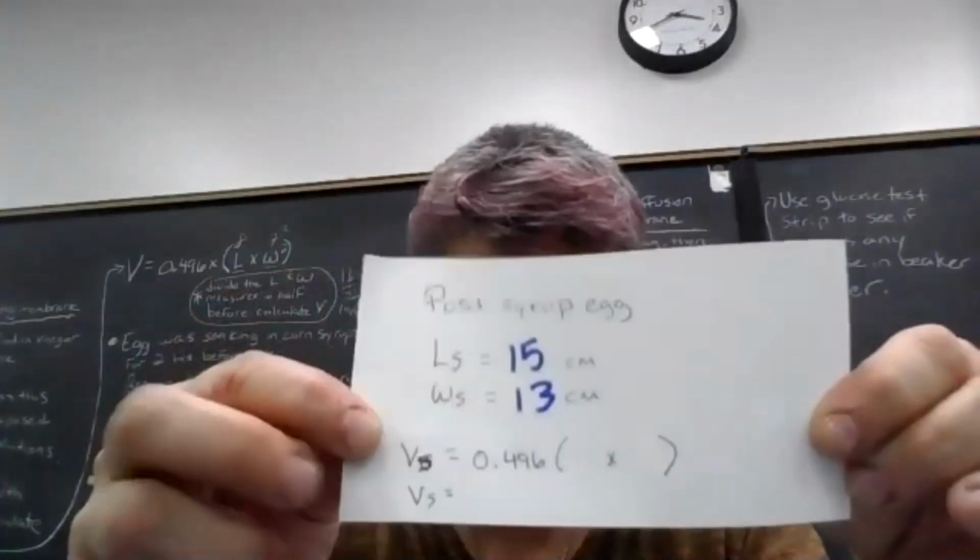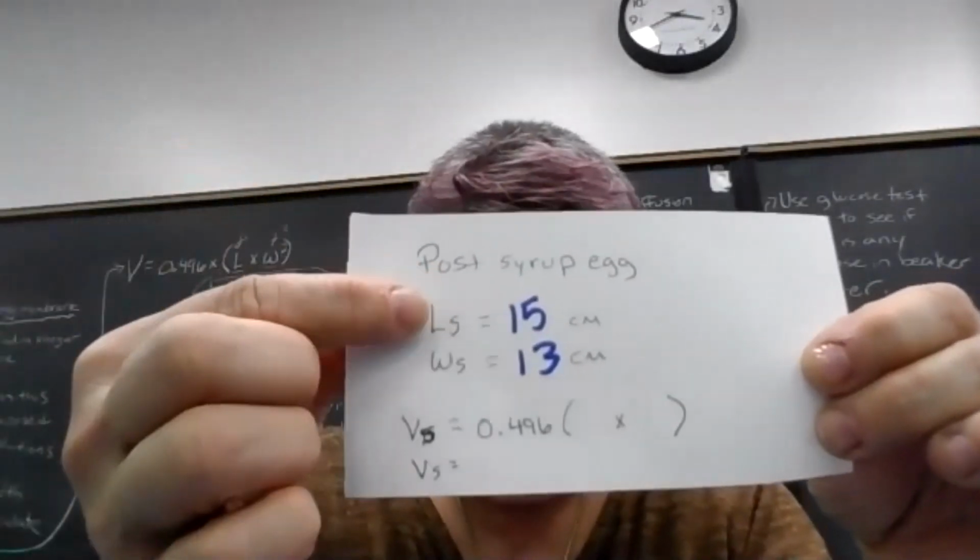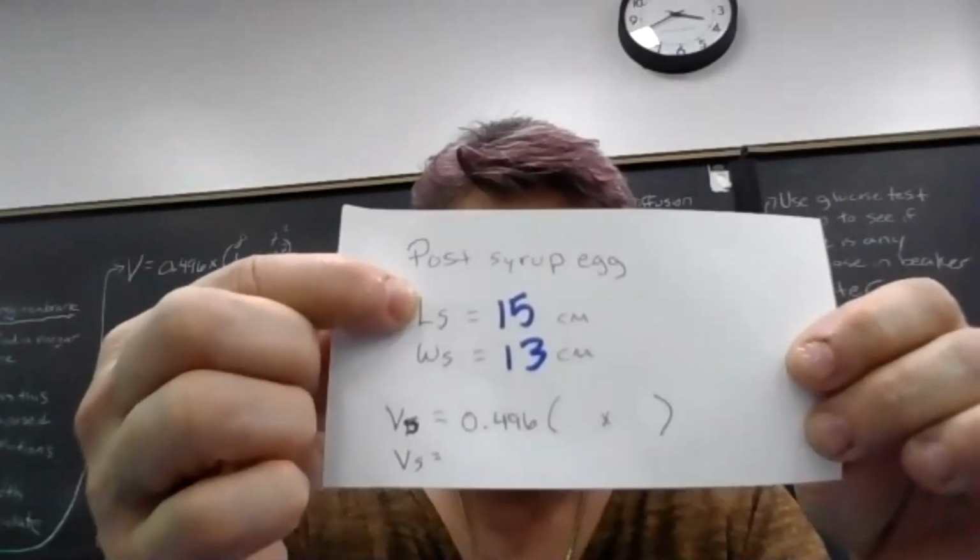So your next calculation, your next homework assignment. Post-syrup egg. I know it's backwards. Well, it is for me. The post-water length is 15 centimeters.